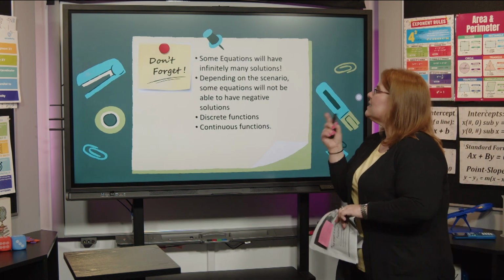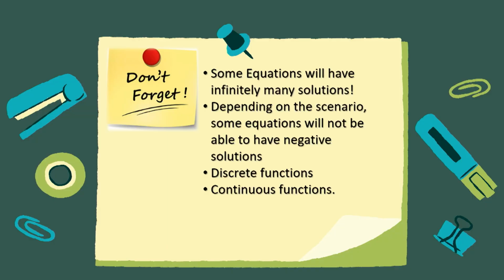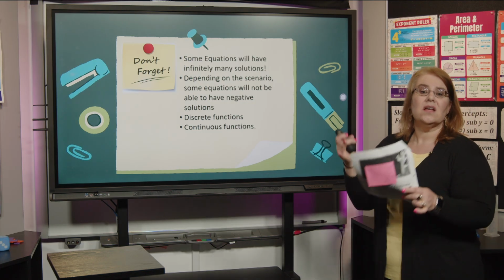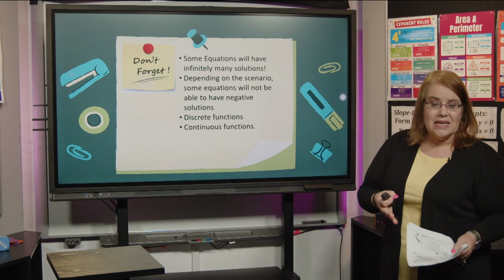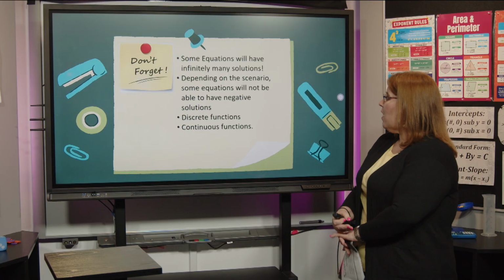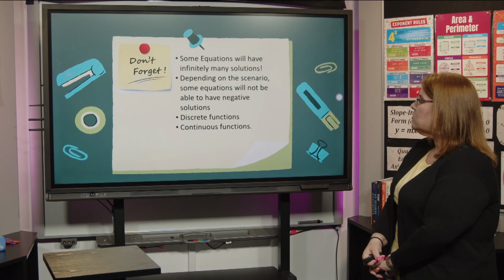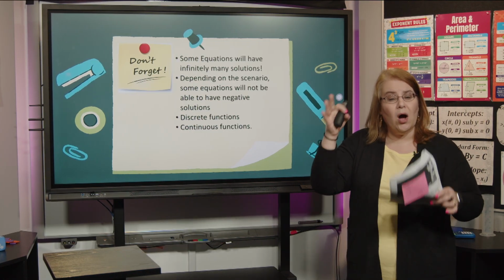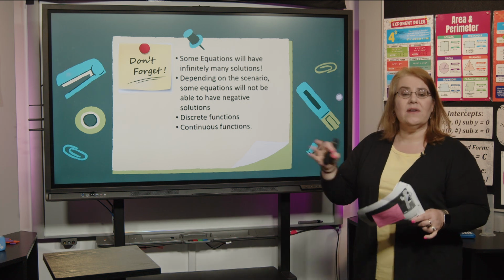Let's not forget, some equations will have infinitely many solutions, meaning it goes on and on and on forever. There's multiple ways that we can answer a problem. Depending on the scenario, some equations will not be able to have a negative solution, like our songs, like Taylor Swift and Alicia Keys, and different things. All right, and then our discrete and our continuous functions. Remember, the discrete was just part of a line, and that continuous function was the whole line.